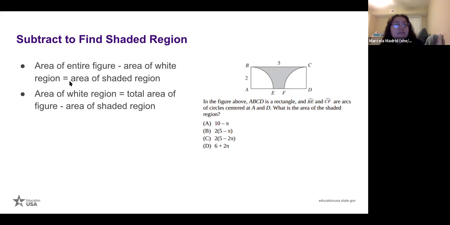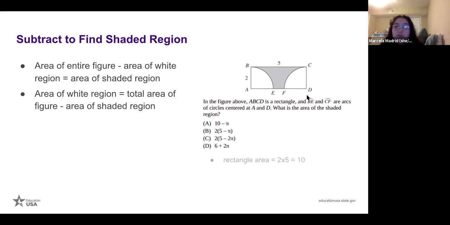On the flip side, if you want to find the area of the white region, you need the total area of the figure minus the area of the shaded region. However, for this one, if you need the area of the white region, you just simply find the area of the arcs of the circle, since you know the radius would be 2. So here you need the area of the shaded region. So we're going to be using the first formula.